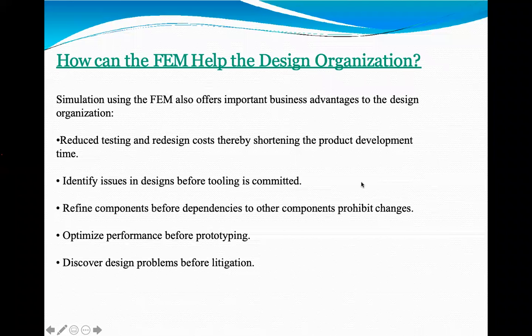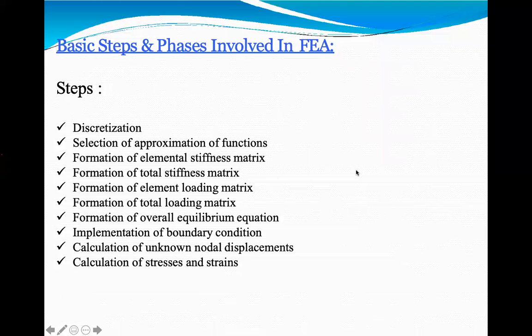Yeah, so these are a few applications of FEA. Now, what are the basic steps involved in FEA? First we discretize the problem, discretize the geometry. By discretization, we mean we generate the mesh. Then we approximate the function that we want, with a linear or quadratic function.